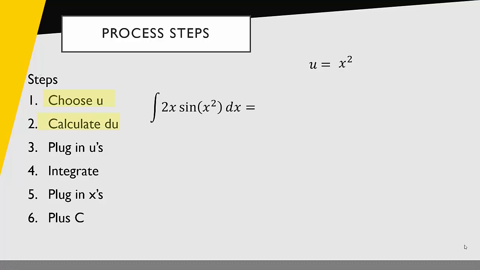Next step is to calculate the differential du. If I take the derivative of u, I get 2x, so the differential du is equal to 2x dx. Next, I've got to plug in these u values into the integrand.